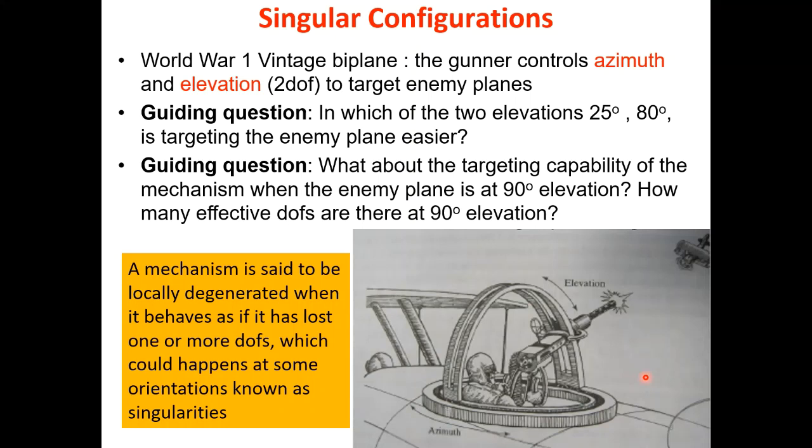So the question here is, in which of the two elevations? Now this is the elevation angle. This is the elevation angle. Okay. So this is the enemy plane. So if the enemy plane is up here, the elevation angle is high. If the enemy plane is over here, the elevation angle is low, like that. Okay. So in which of the two elevations, 25 degrees and 80 degrees, is targeting the enemy plane easier? So if you are the rear gunner and you want to shoot down the enemy plane, which angle would you prefer, 25 degrees or 80 degrees?